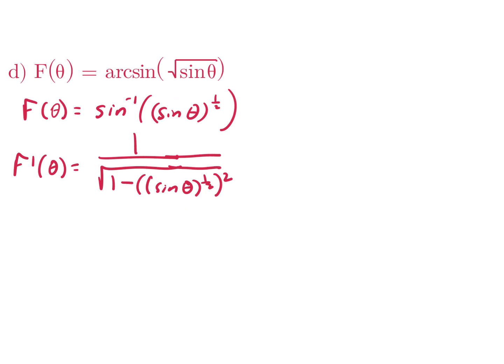We'll clean this up in a second. So now I have to take the derivative of this, which is 1/2 sine theta to the negative 1/2. And then I have to take the derivative of sine theta, which is cosine theta. So that's, like I said, where we had a double inside. This all is inside, but then I have an inside of inside.